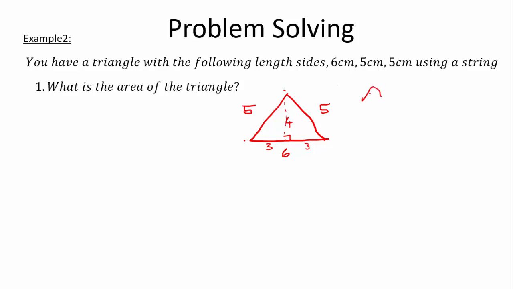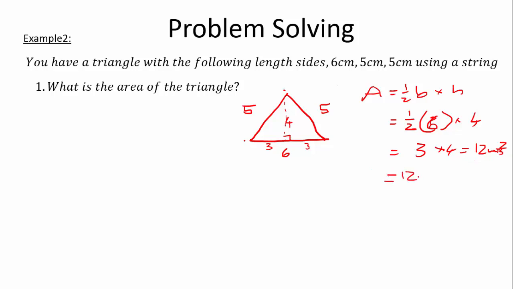So area is equal to a half base multiplied by height. What is your base here? Your base is 6, so it's a half of 6 times height, which is 4. So that is 3 multiplied by 4, which is equal to 12 units squared. Do we have a unit? We do, so that is equal to 12 centimeters squared. Okay, so we've got the area of our triangle.